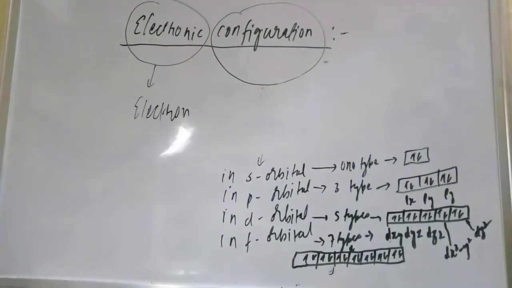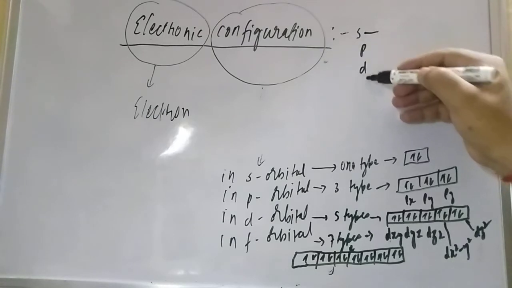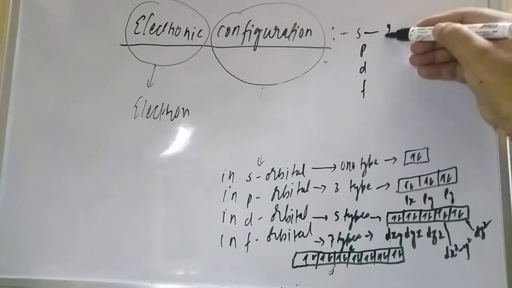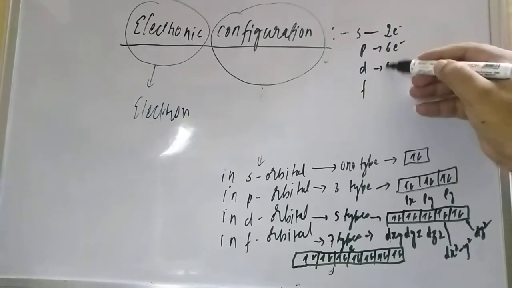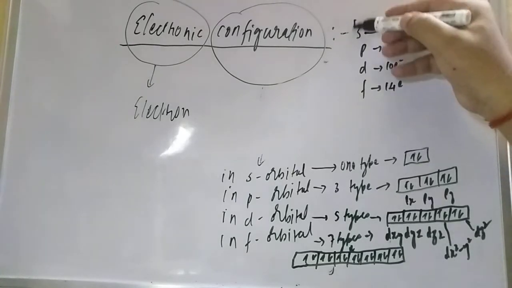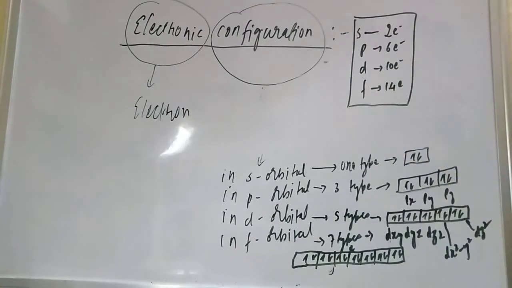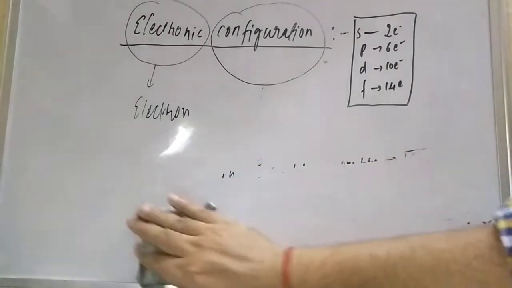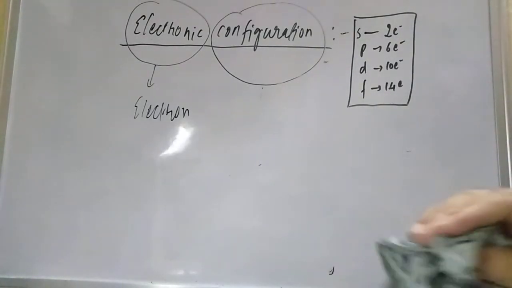So we have the s orbital, p orbital, d orbital and f orbital. The maximum is 2 electrons, here 6 electrons, here 10 electrons, and here 14 electrons. So these many electrons are possible in these orbitals. If you write the definition, student: distribution of electrons in these orbitals is known as electronic configuration.